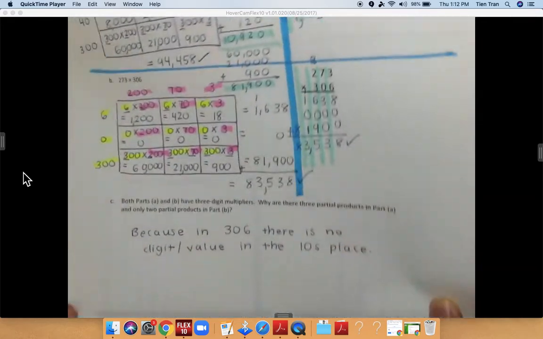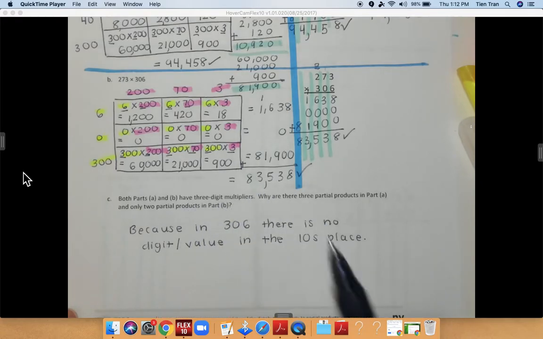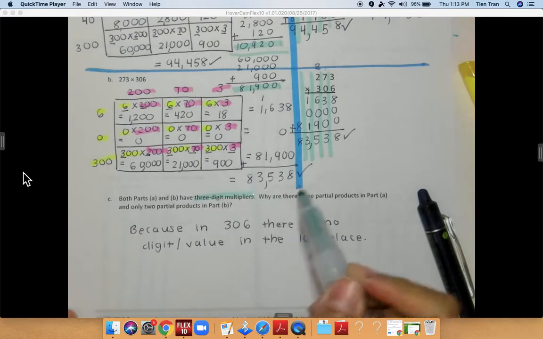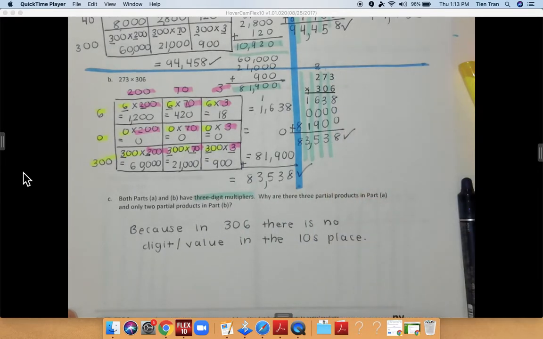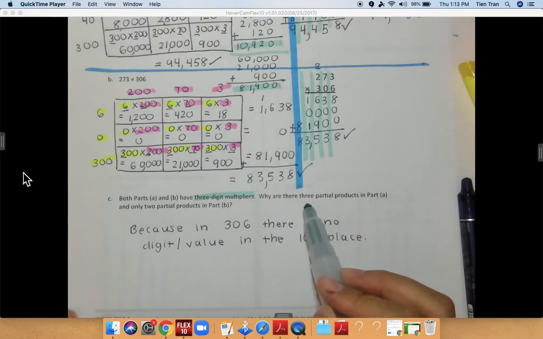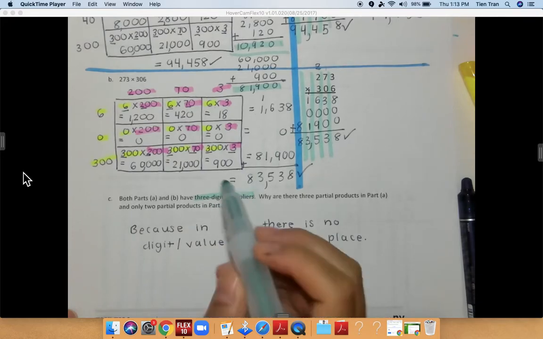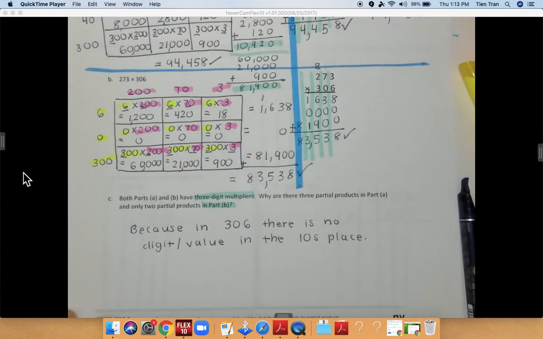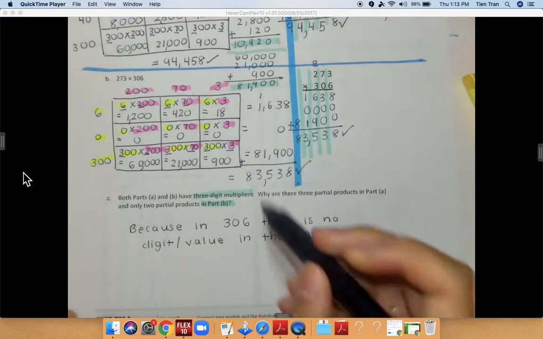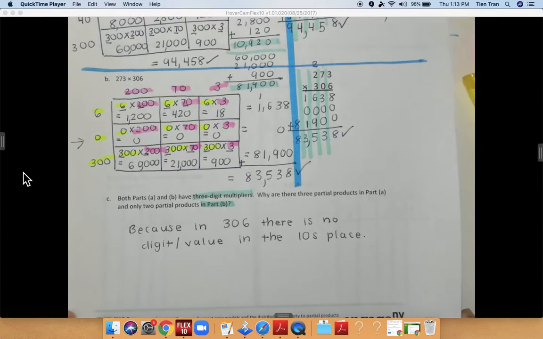Now, for problem C, they ask you the question, both parts A and B have 3-digit multipliers. What does it mean when you're talking about 3-digit multipliers? That means that you have 3 digits that you are multiplying. Why are there 3 partial products in A and only 2 partial products in B? And the reason being is because in 306, there is no digit value in the tens place. We don't have anything right here. That is why there is 3 earlier, right?